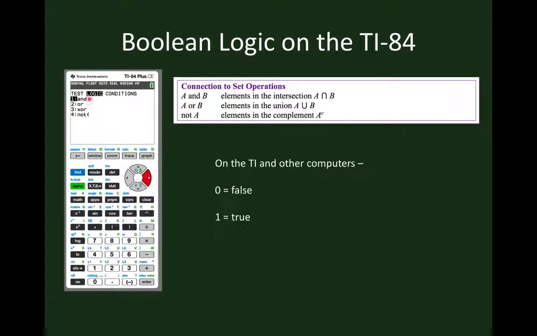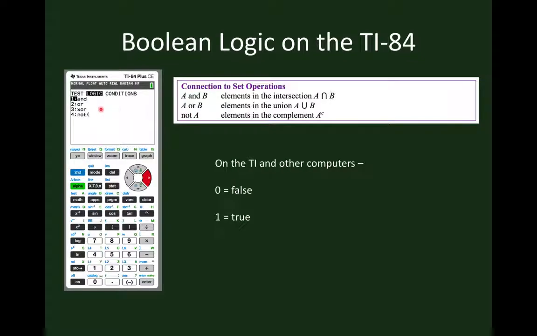We have the AND statement, which corresponds to A and B here. And again, this is just a clip I took right out of the textbook. A and B means elements are in the intersection of A and B. Here's the OR statement, A or B. That would be the union of A and B. And then we have NOT. And NOT refers to not A, and those are elements that are in the complement.